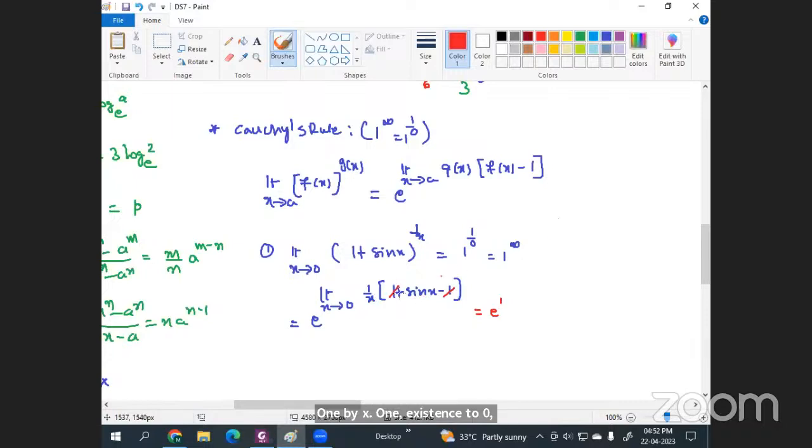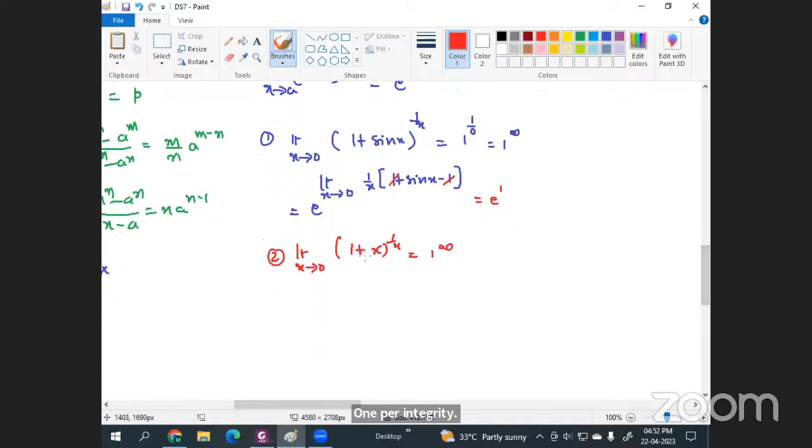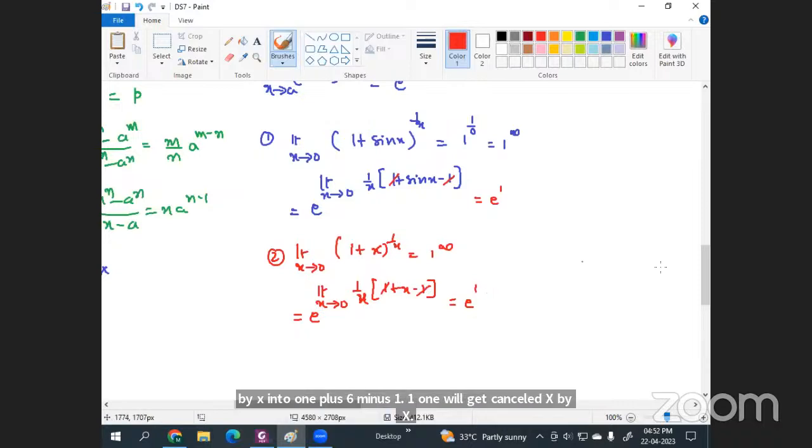Now the second question is limit x tends to 0, 1 plus x whole power 1 by x, which is also coming as 1 power infinity. Always we have to substitute and check. It becomes limit x tends to 0, 1 by x into 1 plus x minus 1. 1 will get cancelled, x by x is 1. So e power 1. Is it clear?